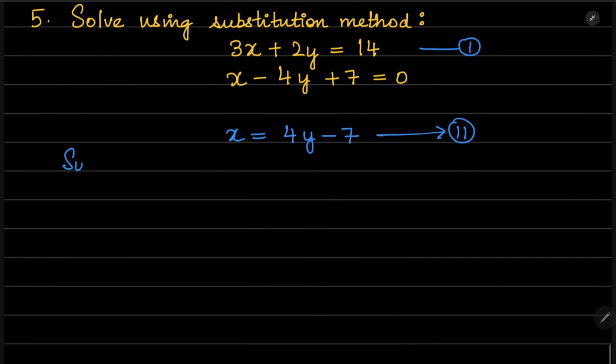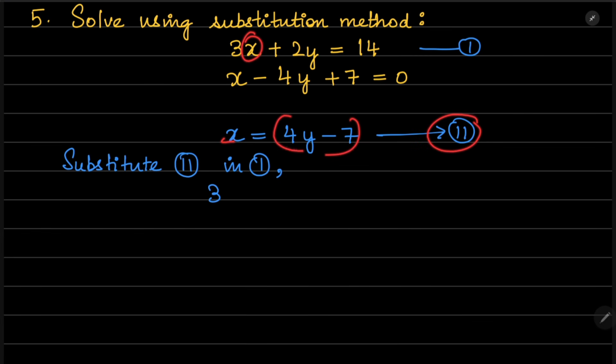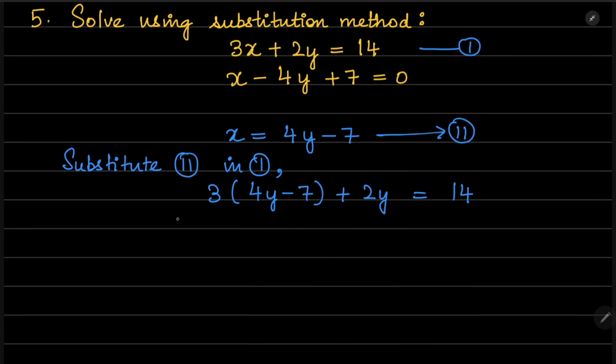I can substitute, because the method is substitution method. Substitute 2 in 1. When you substitute 2 in 1, in place of x, what will you write? In place of x, I'm going to write 4y minus 7. So 3 multiplied by 4y minus 7 plus 2y equal to 14. Open the brackets and multiply. So 3 4s are 12y minus 21 plus 2y equal to 14. Solve for y.